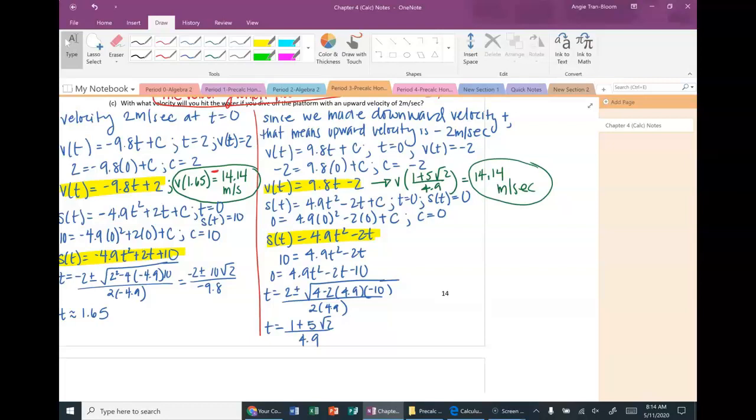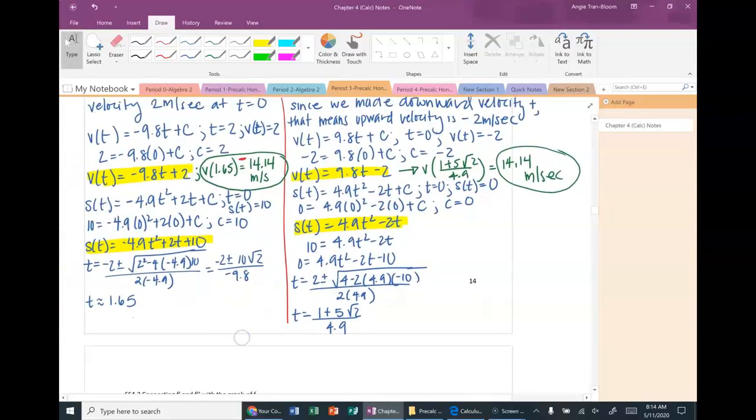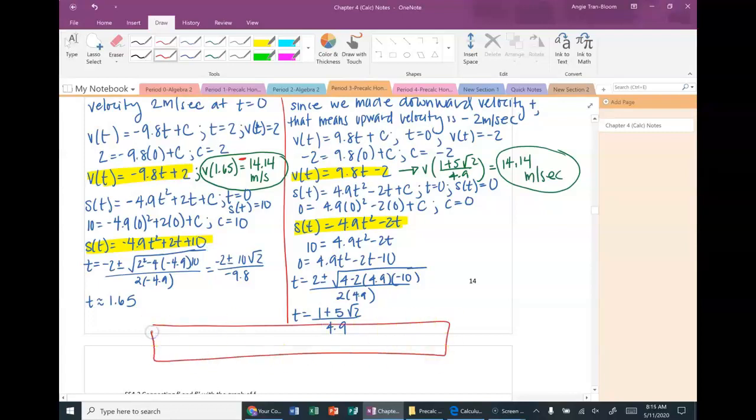So when you write your final answer, you just have to use the correct wording. On the left side, you would say the velocity on impact would be negative 14.14 meters per second. That's the left side. On the right side, you can say the velocity on impact when diving downward is 14.14 meters per second. So the word diving downward will take care of your negative. So go ahead and write your complete sentence, and that's a wrap.